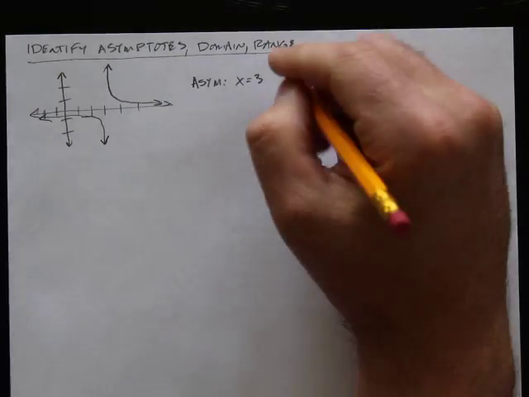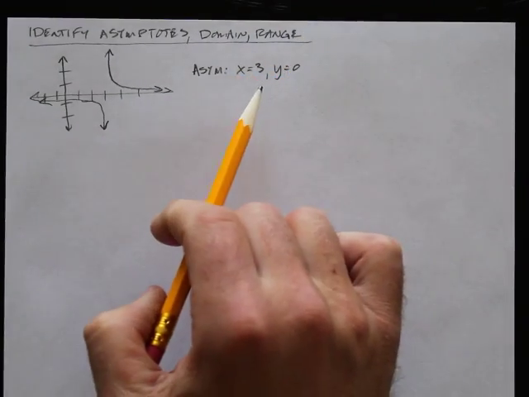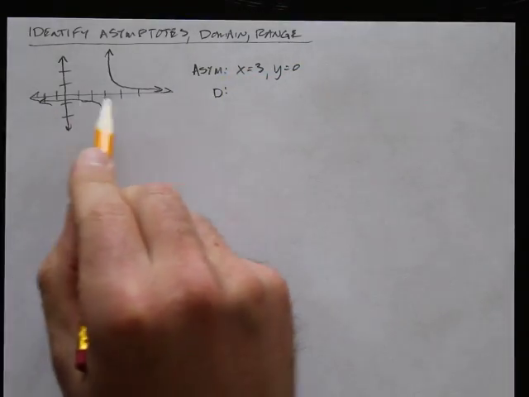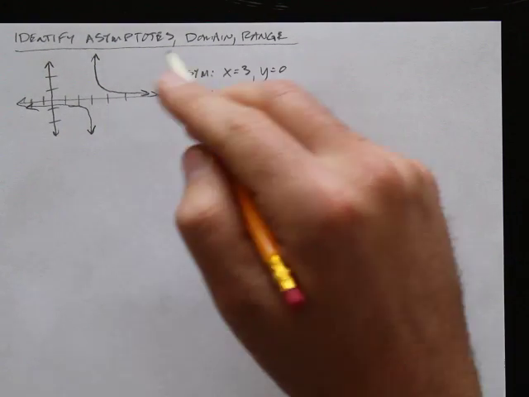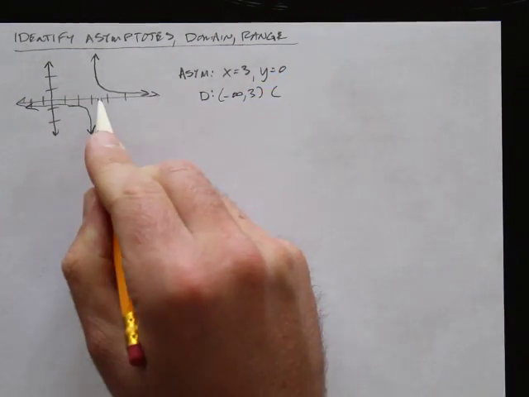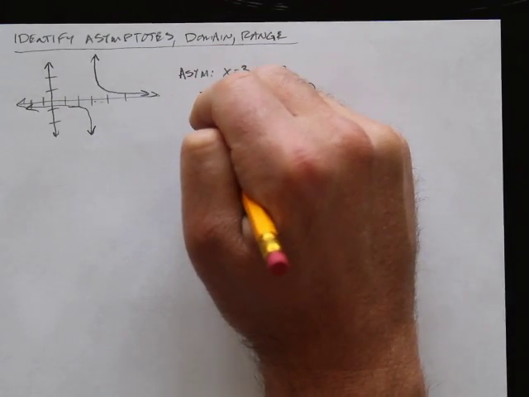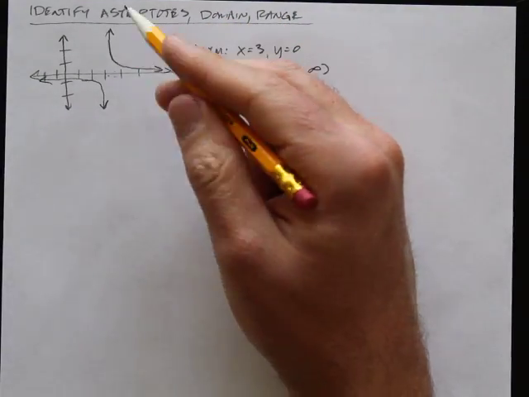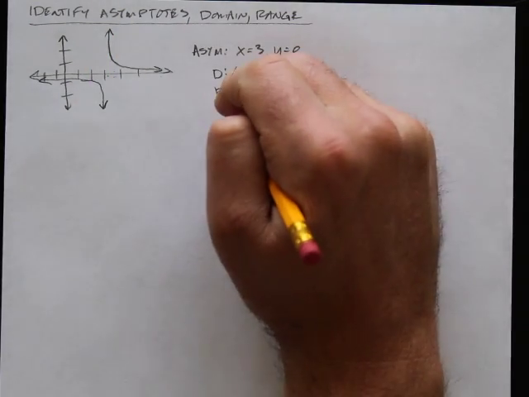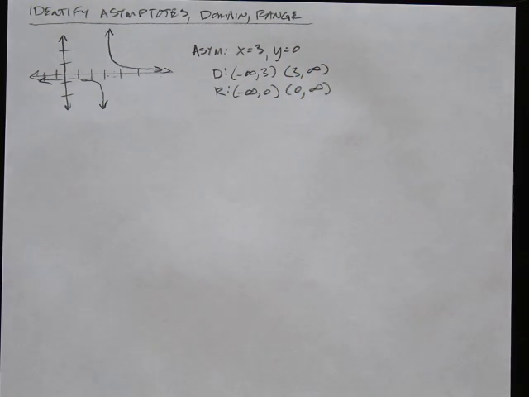Horizontal asymptote, y equals 0. So there's my horizontal asymptote, there's my vertical asymptote. My domain are my x values, so I'm going to look at my included x values, and they go from negative infinity to 3, and then 3 to positive infinity. My range are my y values. And my asymptote here is at 0, so this goes all the way down, this goes all the way up. So negative infinity to 0, 0 to positive infinity is my range.